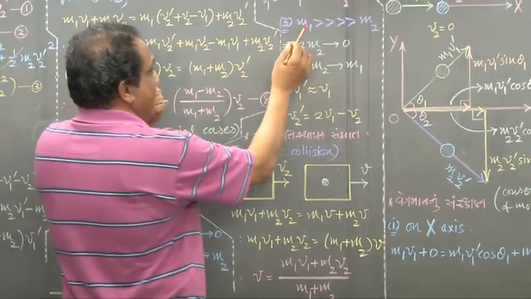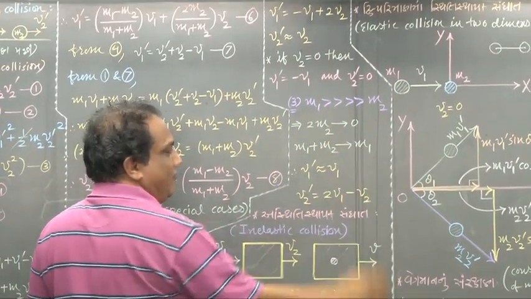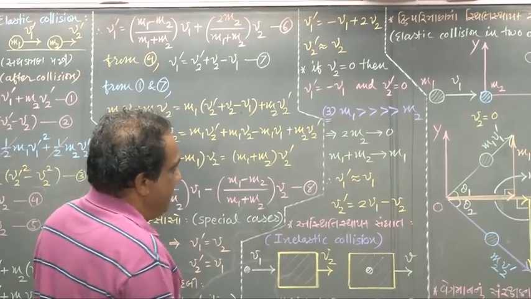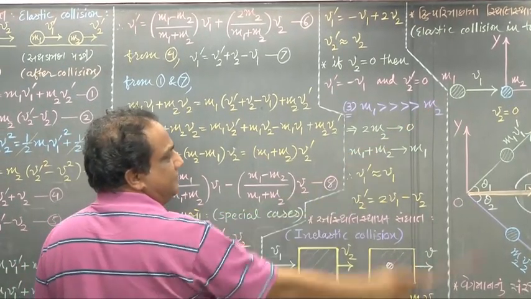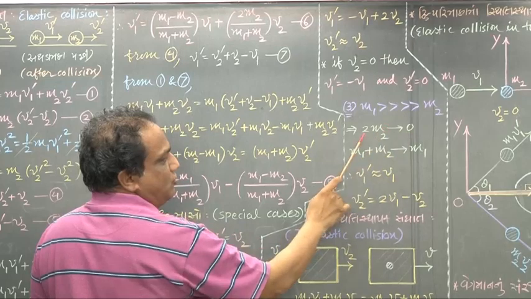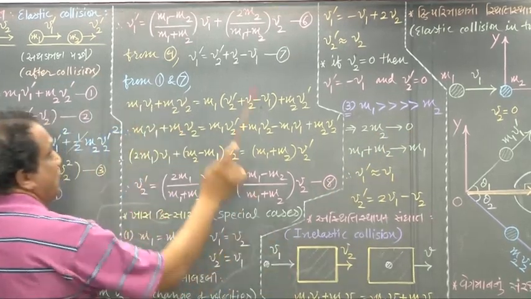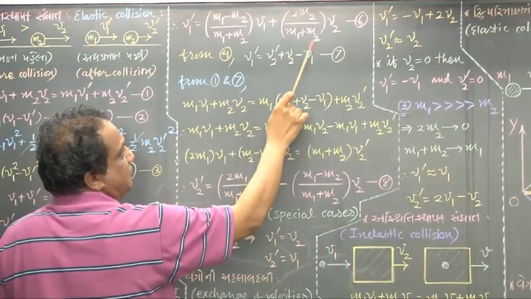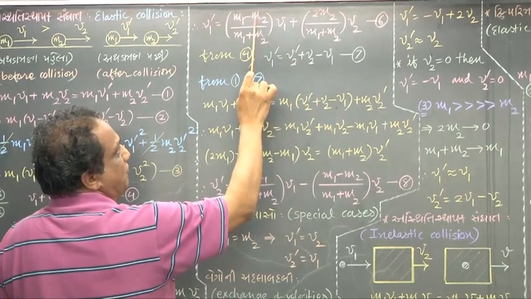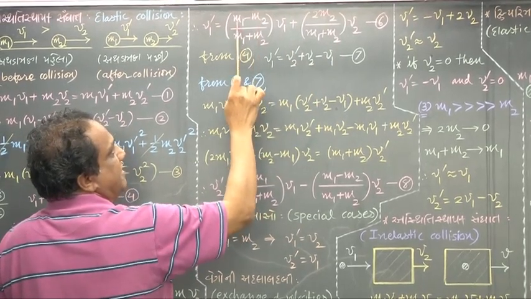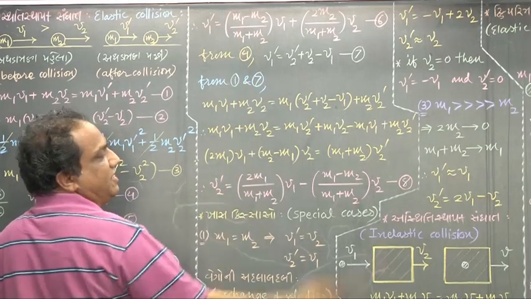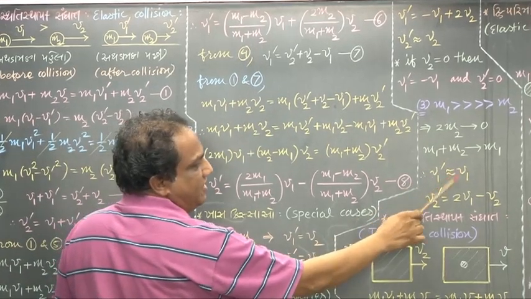Now assume M1 is very much greater than M2. Then you can neglect M2, so M2 tends to 0, so 2M2 also tends to 0, and this part is nearly 0. If you neglect M2, then M1 will cancel, giving 1 into V1, that is V1. So V1 dash is nearly V1.